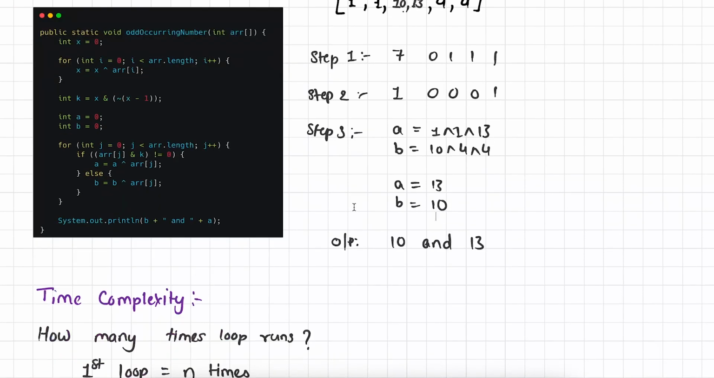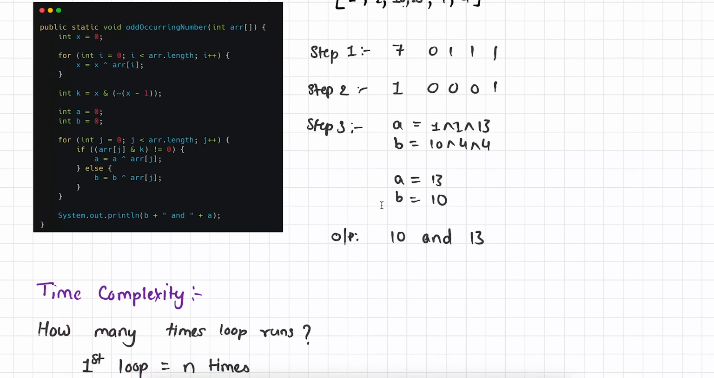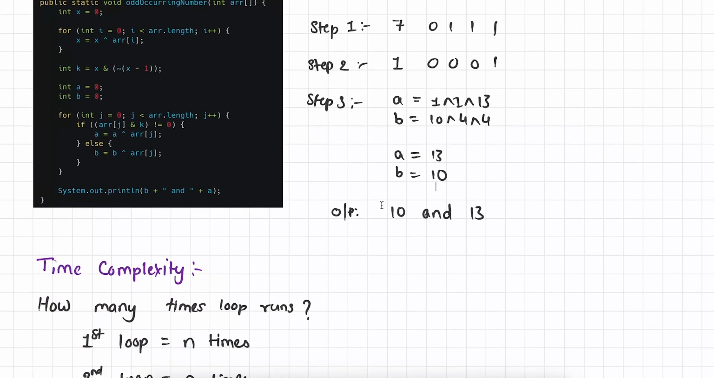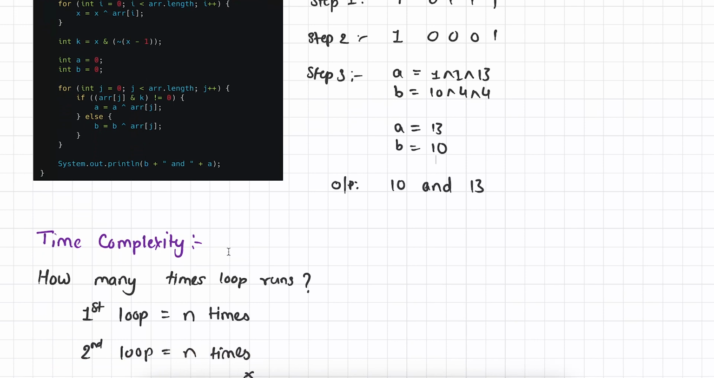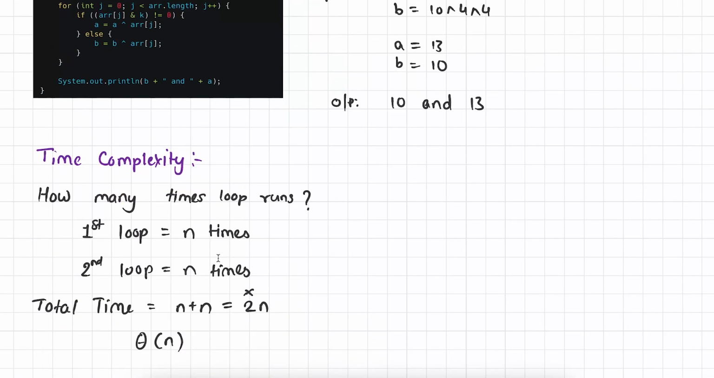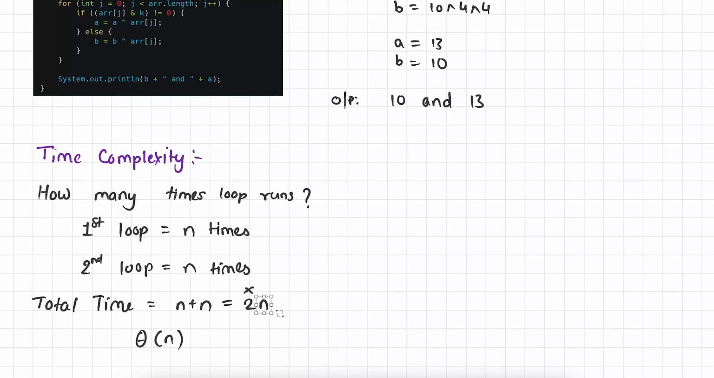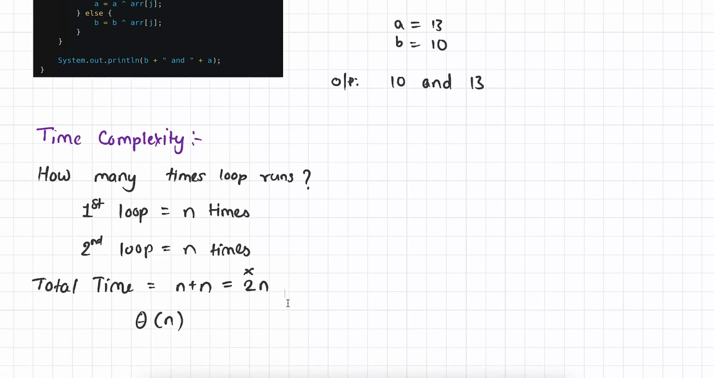Great. So talking about the time complexity of this function, how many times is our loop running? We can see that our first loop is running n times, and similarly the second loop is also running n times. So the total time is going to be n plus n, which is equal to 2n. And in asymptotic analysis, we simply ignore constants and lower order terms. So we cancel out 2 and are left with only n. So the overall time complexity of this algorithm comes out to be theta of n. This is a linear order of growth, and this is much better than quadratic order of growth.